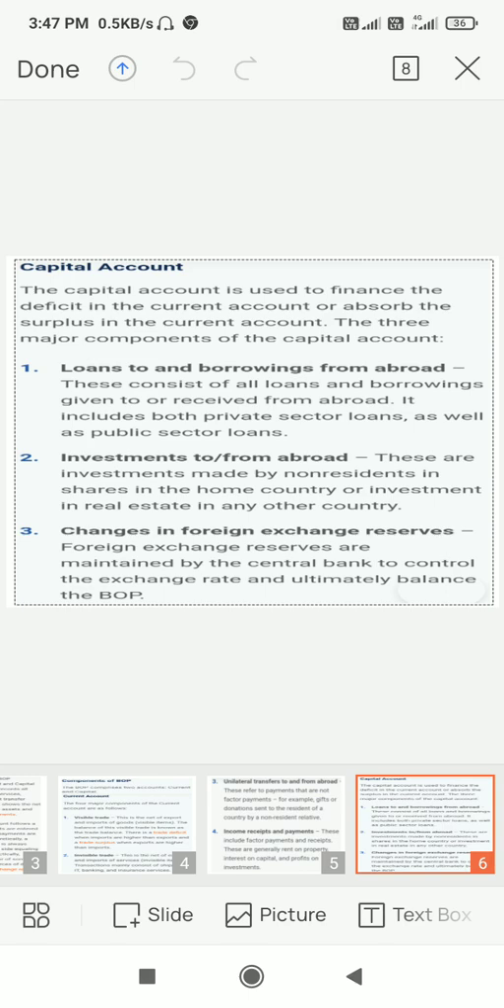Number two is called investment to and from abroad. Suppose you invest abroad, and maybe you take investment from abroad. Under this category, these are investments made by non-residents in shares in the home country, or investment in real estate in any other country. Now the third one is called change in foreign exchange reserves. Foreign exchange reserves are maintained by the central bank of a country to control the exchange rate and ultimately balance the balance sheet.